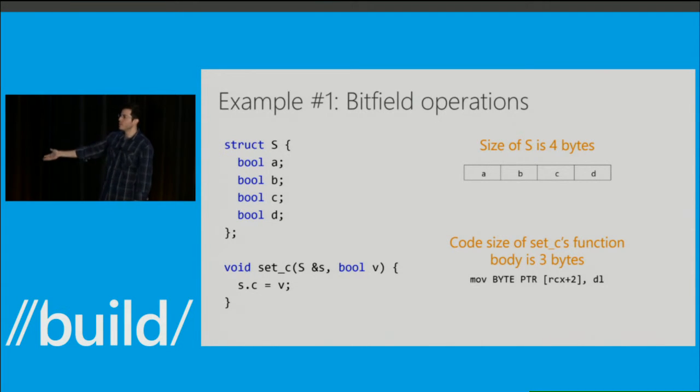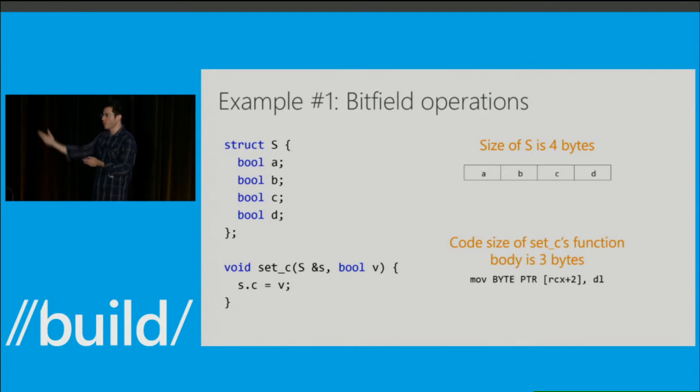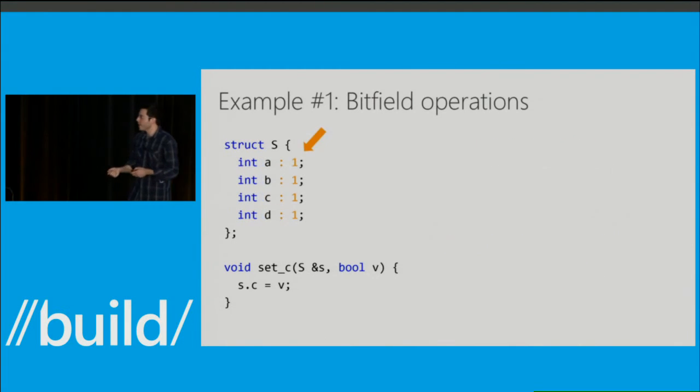We take what's in the DL register, which is the Boolean value V, 8 bits of the Boolean value V, and we just do a byte store into memory, into RCX, which is the pointer corresponding to S plus 2, so it's the third element down.